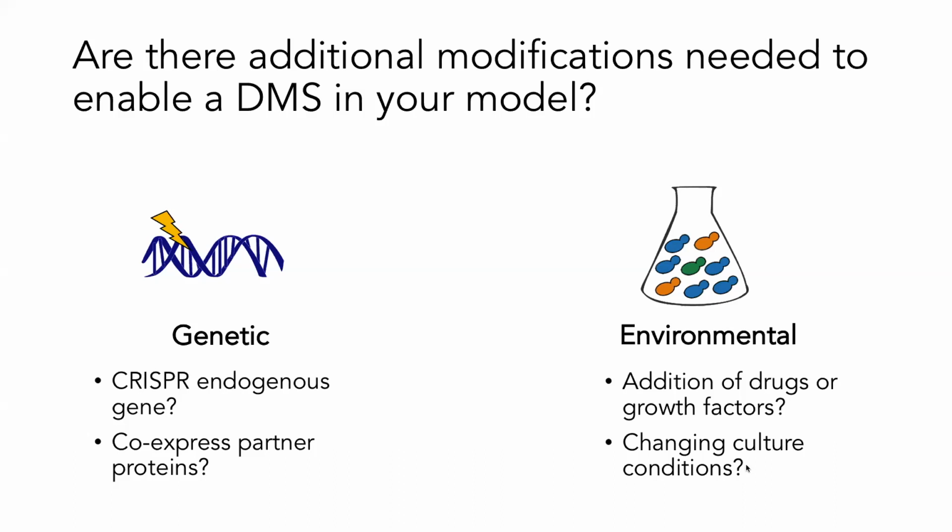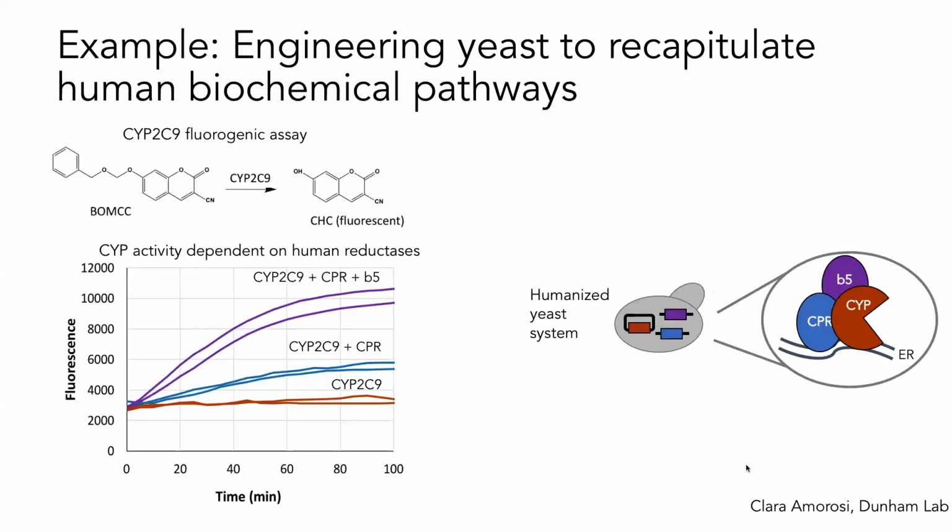You can also co-express additional partner proteins, again, if your gene requires functional interactions with other proteins. And then there are also some more environmental modifications you can do to your system, like adding drugs or changing the culture conditions to improve the technical or biological readout. As I've learned from personal experience, this can be a very time-consuming thing. So I think it really behooves you to think about what modifications are really necessary and the validations that go into them.